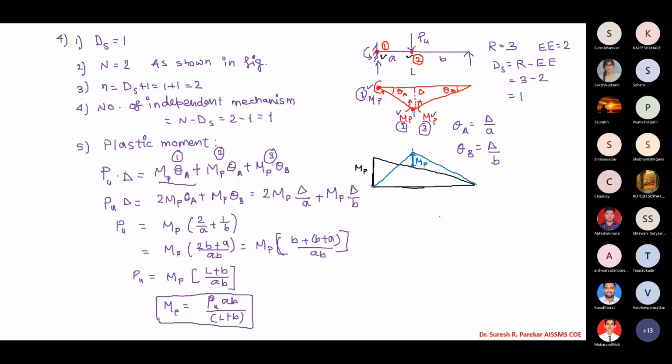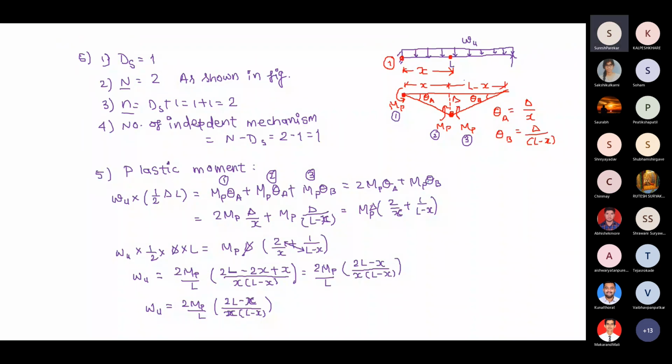झाली काढून? This BMD is due to simple support and this is due to fixed end moments or final moments. Next.